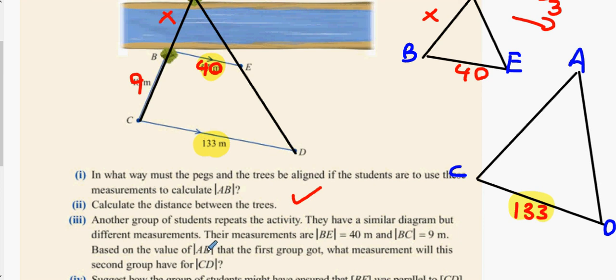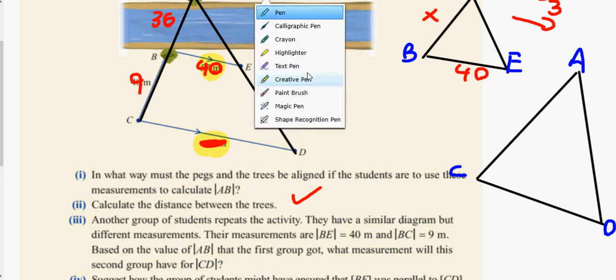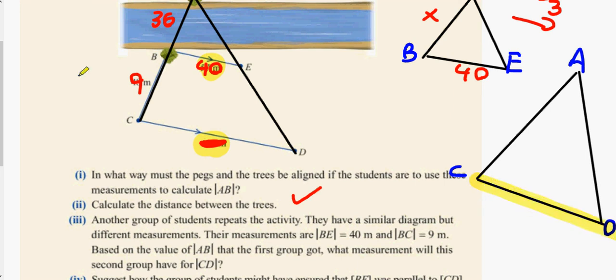Based on the value of AB that the first group got, what measurement will the group have for CD? Alright, so I'm allowed to have this as 36. But I don't know what CD is. So the goal of the question is to find out what CD is. So we're going to highlight CD. That's my goal. We know that's 36. This is not too bad. 36 plus 9 is 45. 45 corresponds to 36.